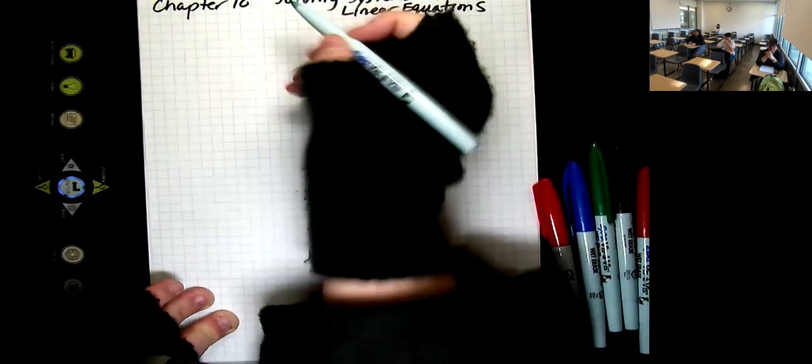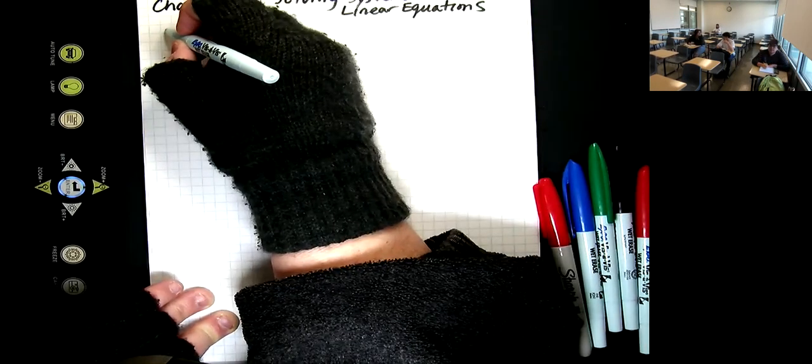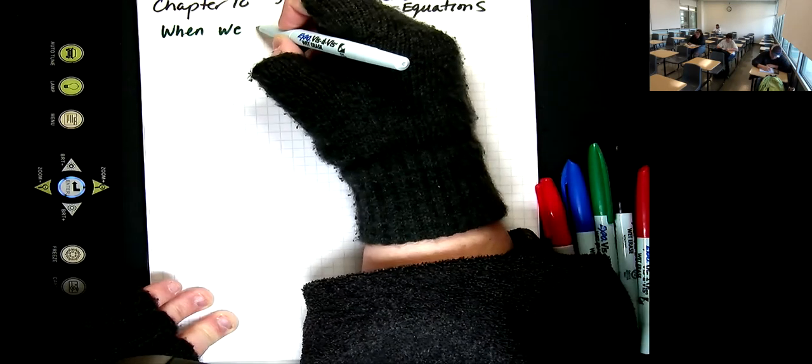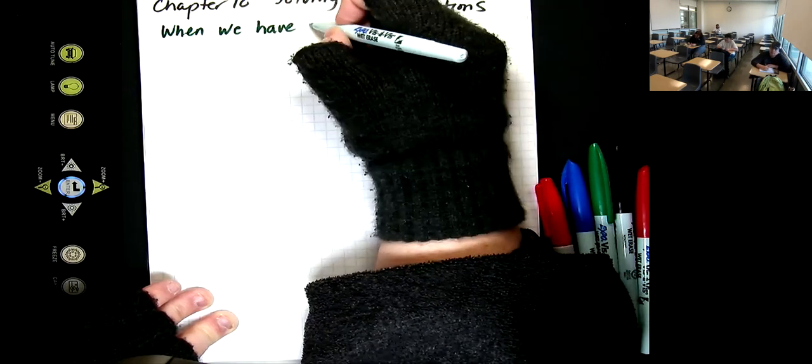You're right. All right, so solving systems of linear equations. Systems are when we need to solve more than one equation at once, when we have more than one equation to solve.